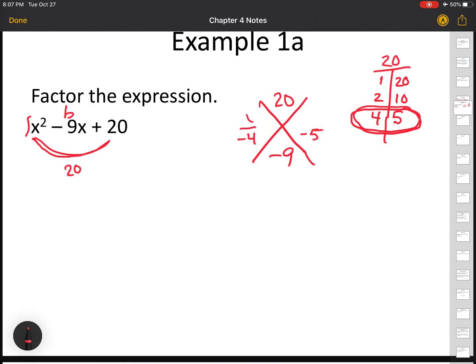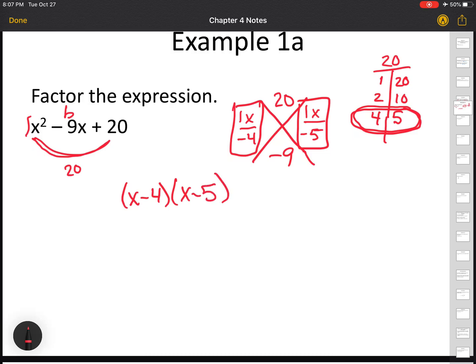And last but not least, since my a value was 1, I'm going to put a 1 on top and attach an x to it, because I had 2 x's to begin with. So my factors for this are going to be x minus 4, that's my first one here, and then x minus 5. So here are my factors, or I factored that expression.